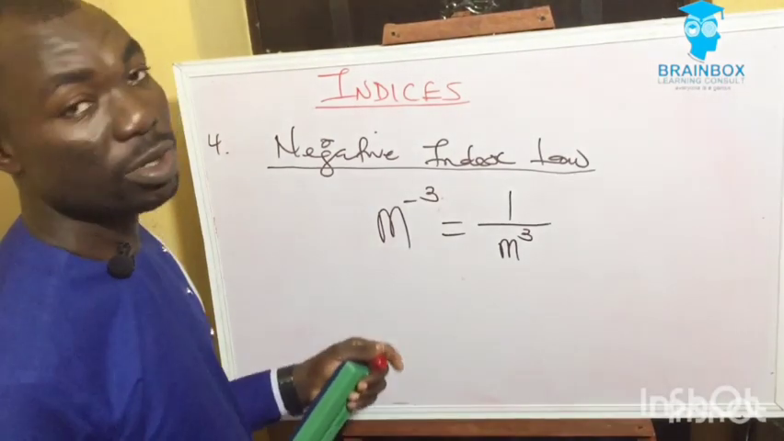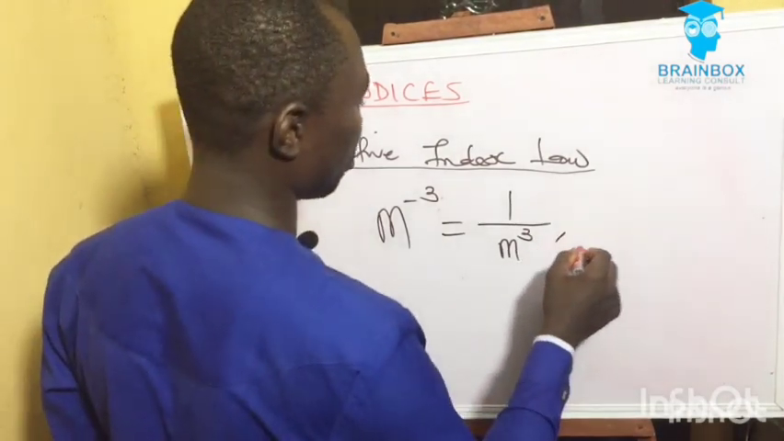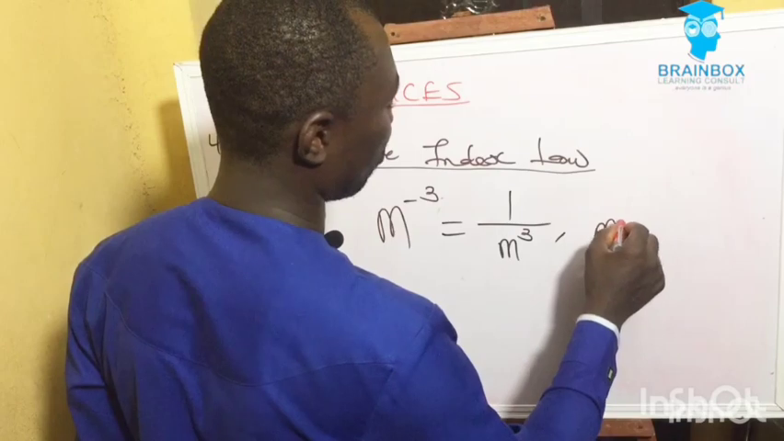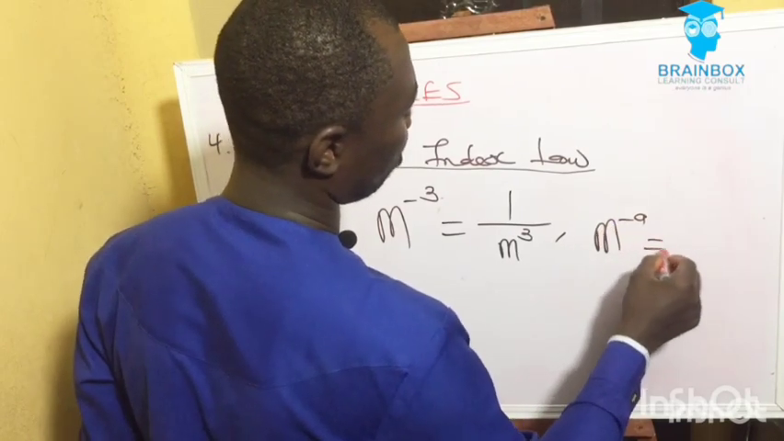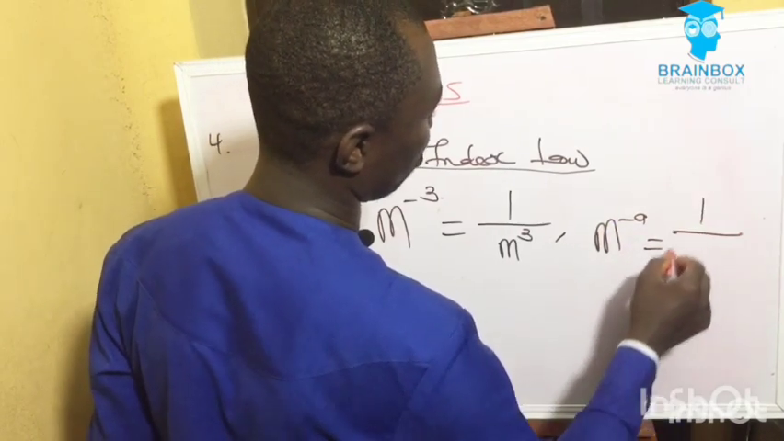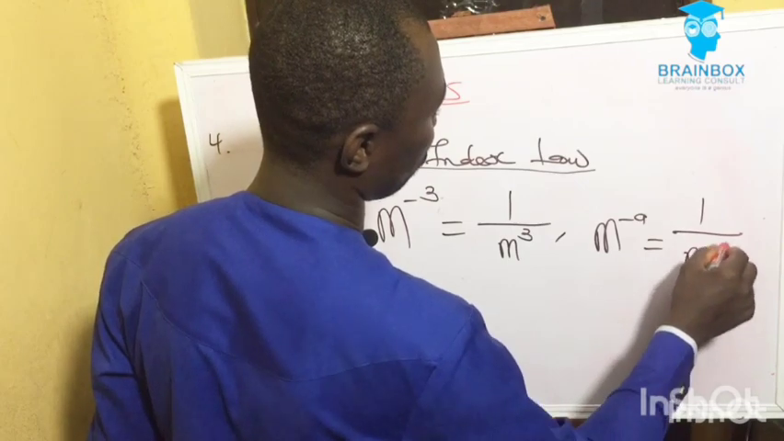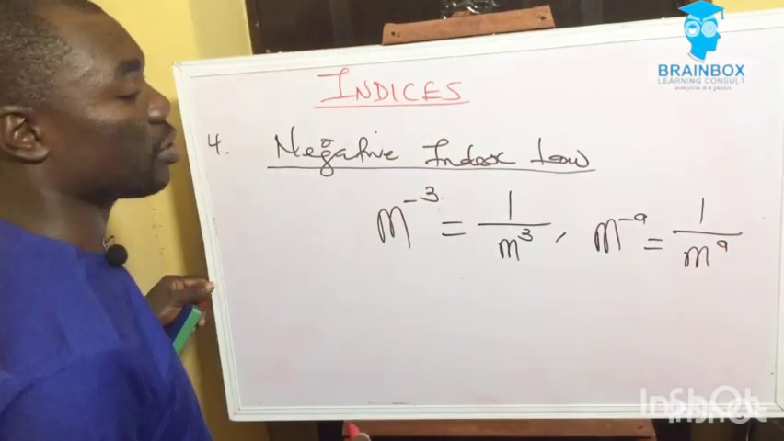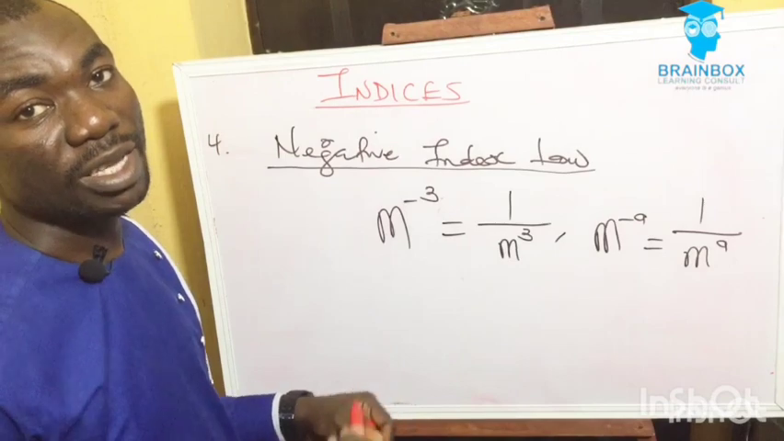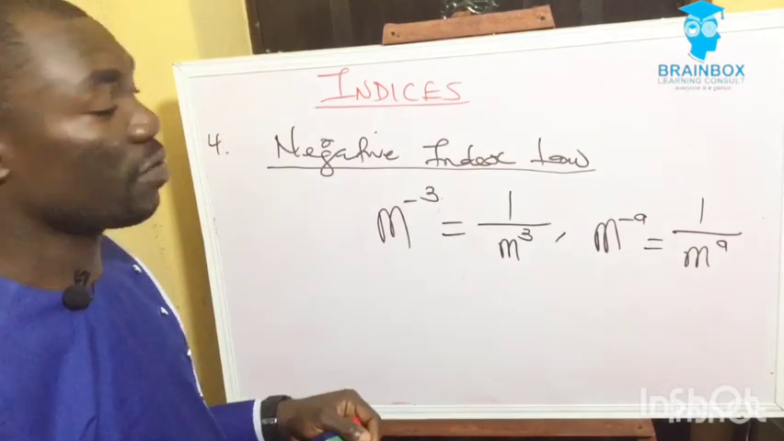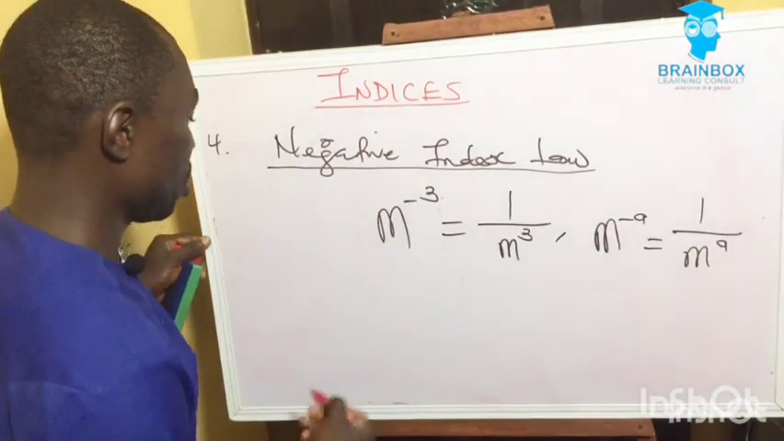But in fractions, let me give you another example. Let's say m raised to the power of minus a. What that means is that, introducing 1, it becomes 1 over m raised to the power of a. Now in terms of fractions, all you need to do is to interchange both values. I'll give you an example now.